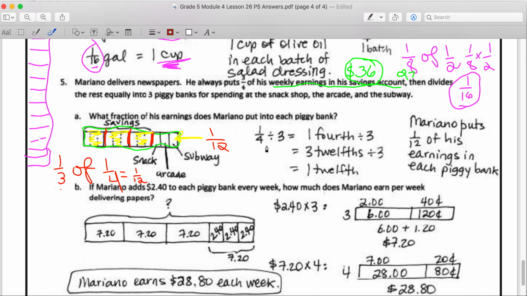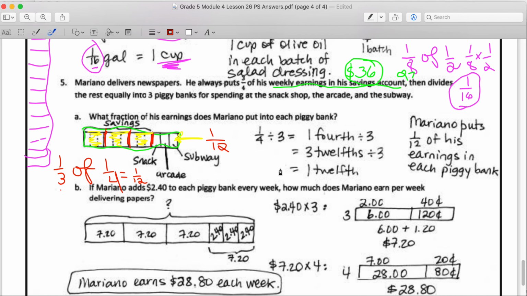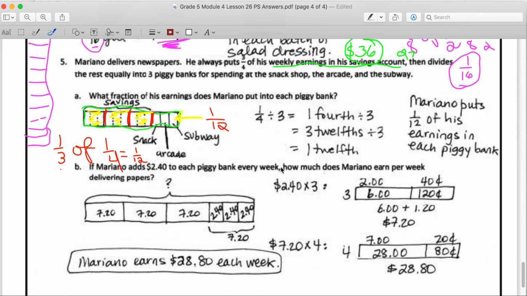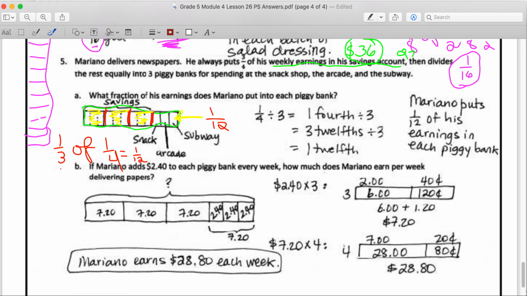Okay, what does the division look like? I took 1/4, this piece right here, and divided that into 3 equal parts. So 1/4 divided by 3 is 3/12 divided by 3, which is 1/12. And so if you see here, again, they're using unit language. All right, so Mariano puts 1/12 of his earnings in each piggy bank.